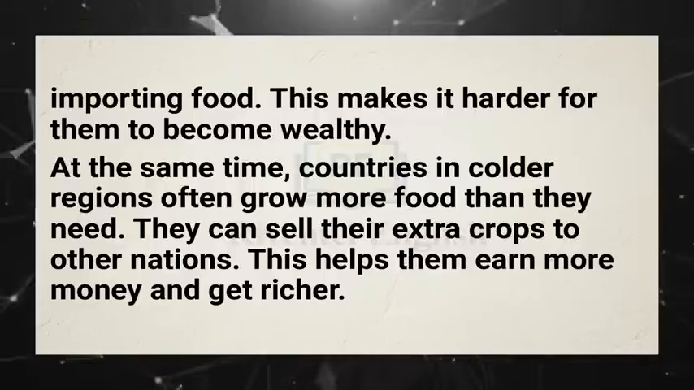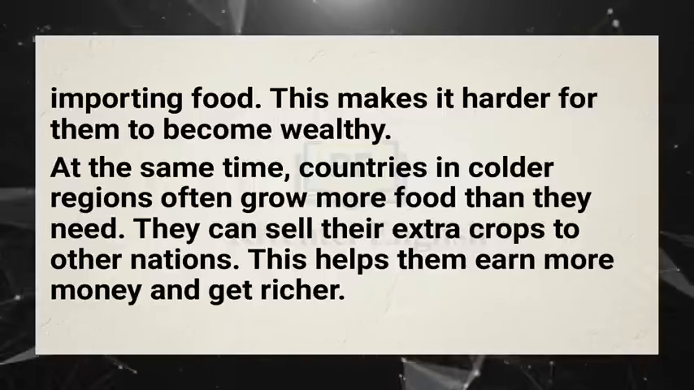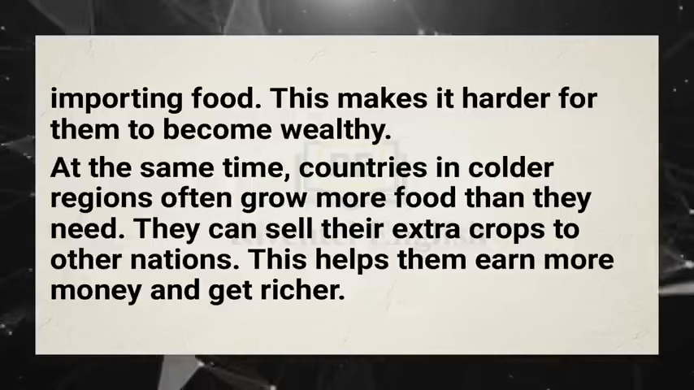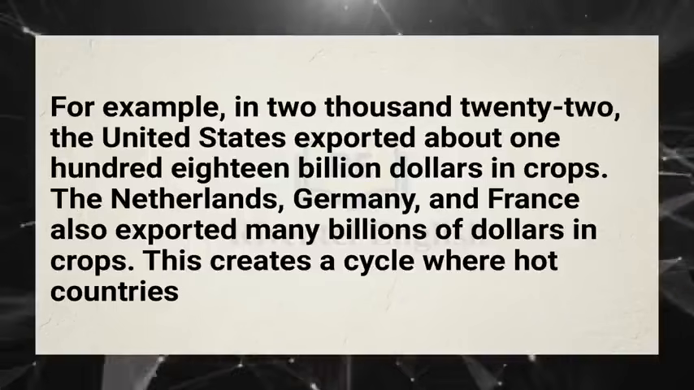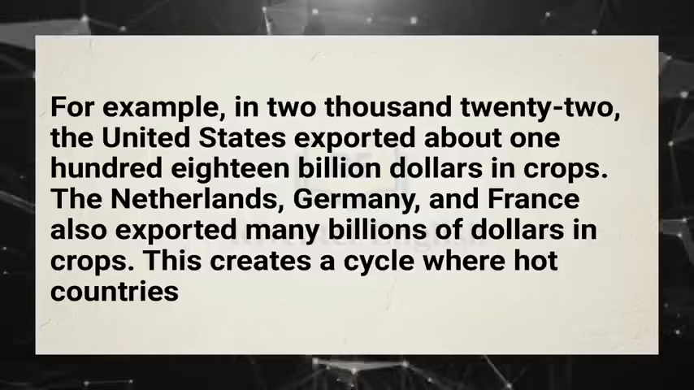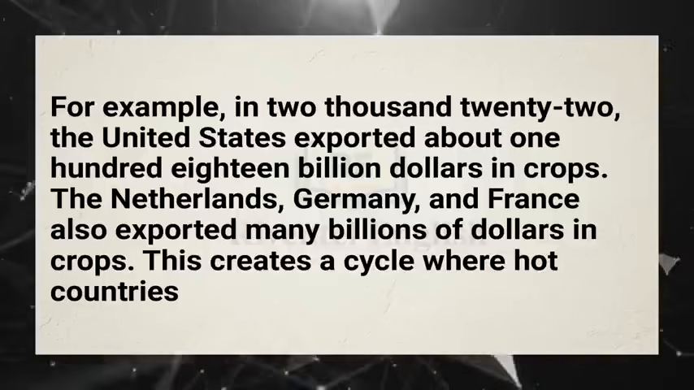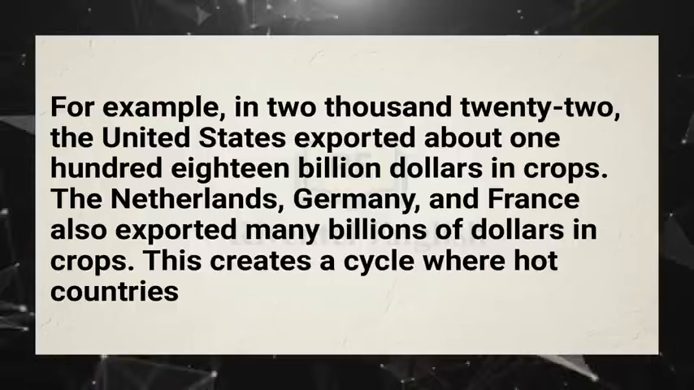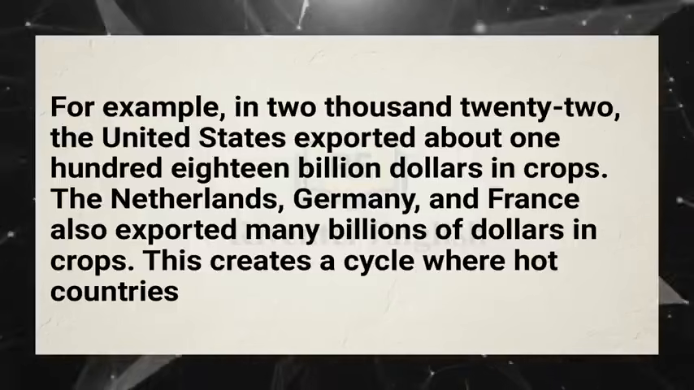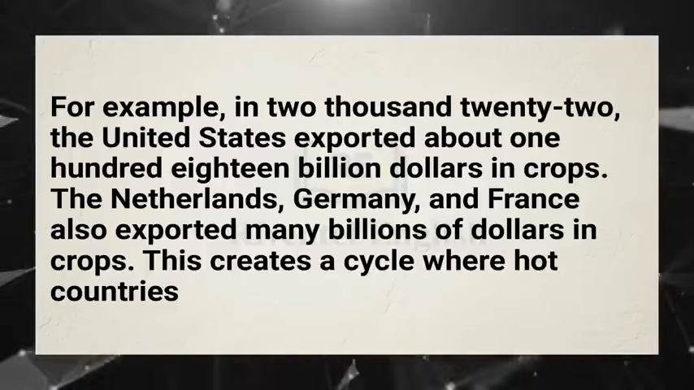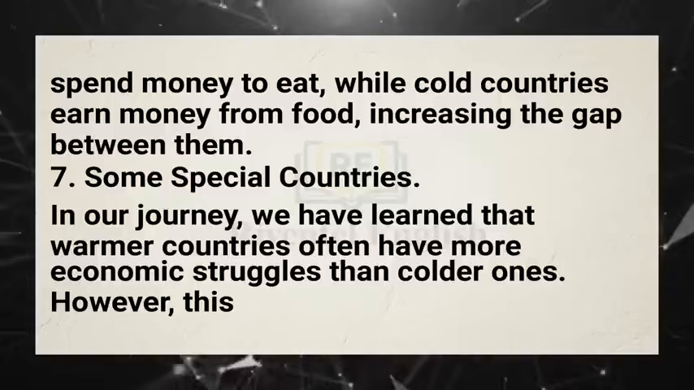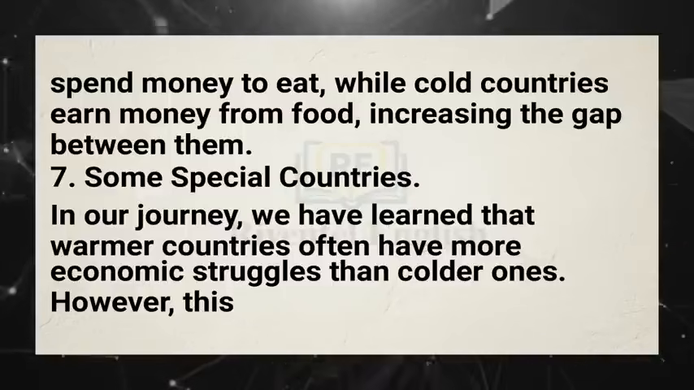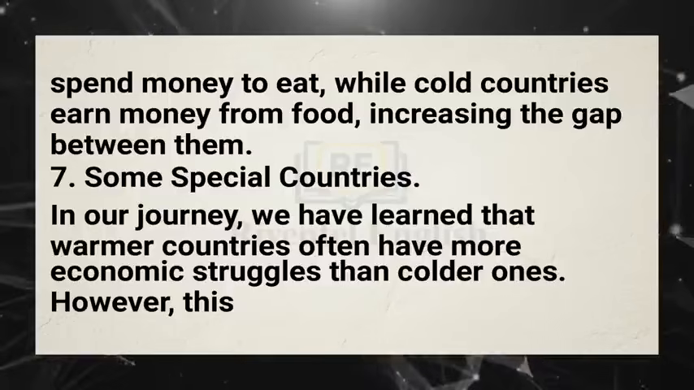At the same time, countries in colder regions often grow more food than they need. They can sell their extra crops to other nations. This helps them earn more money and get richer. For example, in 2022, the United States exported about $118 billion in crops. The Netherlands, Germany, and France also exported many billions of dollars in crops. This creates a cycle where hot countries spend money to eat, while cold countries earn money from food, increasing the gap between them.